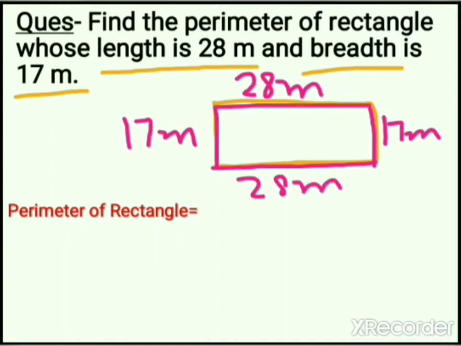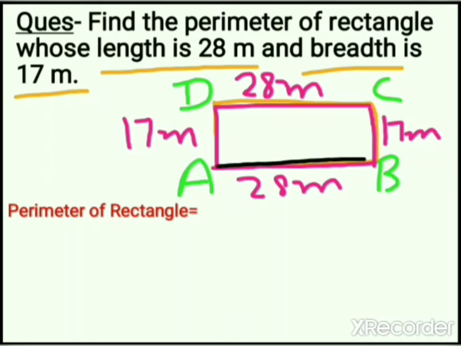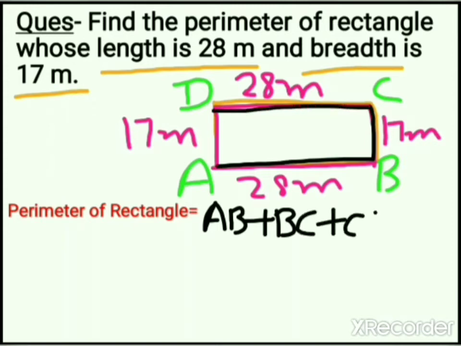Now we will name this rectangle A, B, C, D. To find out the perimeter of this rectangle, we will add the length of all the sides. First is AB. Second is BC. Third is CD. And the fourth one is DA.